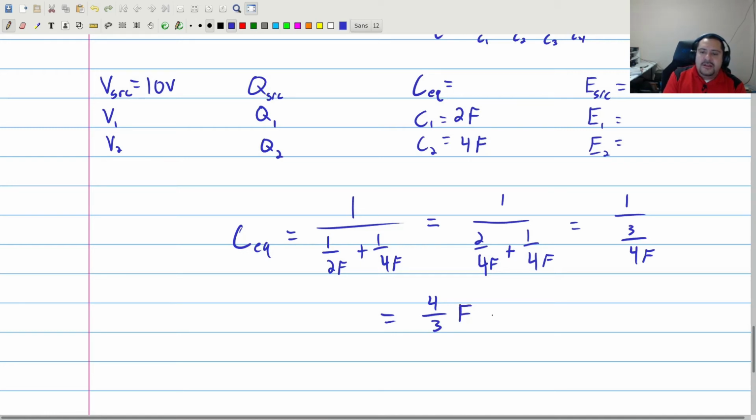So that's approximately equal to 1.333 repeating farads. So I'm going to go up here to CEQ, and it's going to be 1.333 farads.